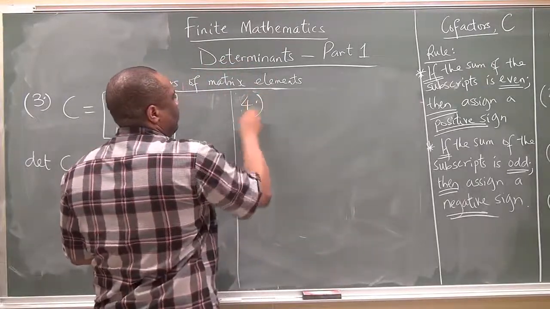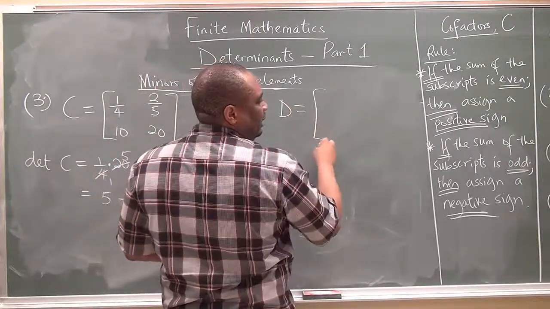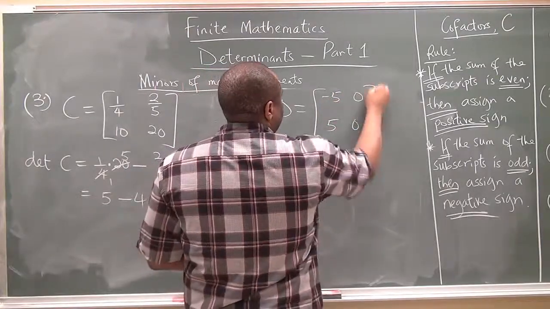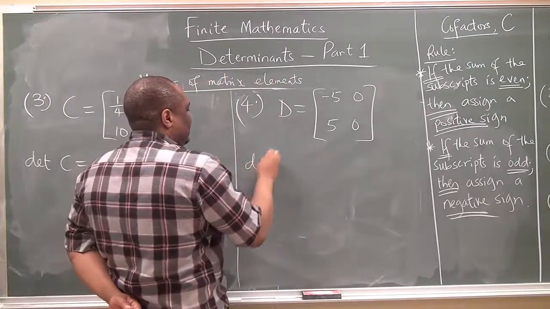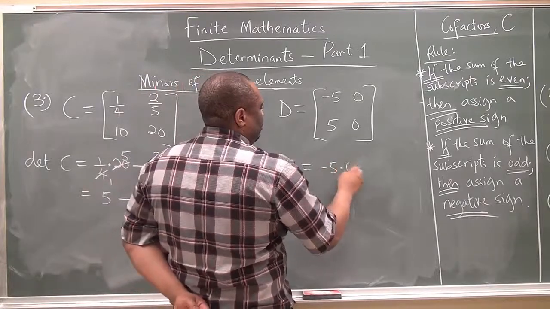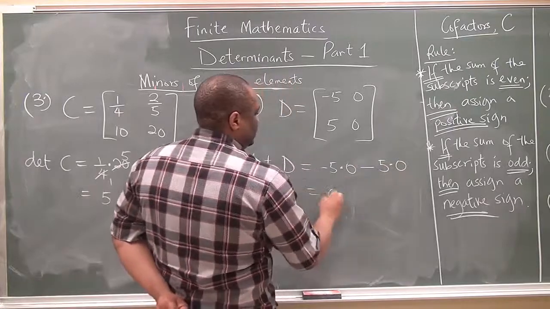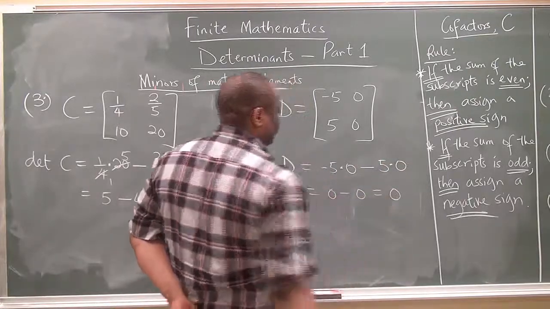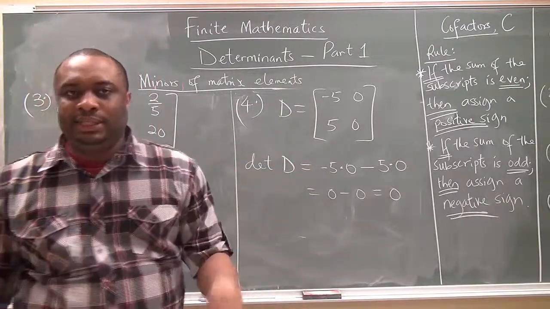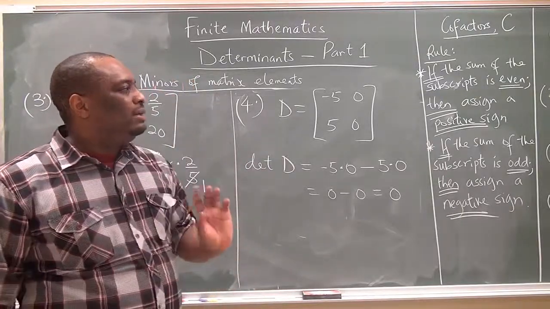Number 4, we have that the matrix D is negative 5, 5 by column 0, 0. So the determinant of D will be negative 5 times 0 minus 5 times 0, which is 0 minus 0, which is 0. And that reminds me now, if the determinant of a matrix is 0, that means the matrix is a singular matrix. Singular matrix and non-singular matrices.